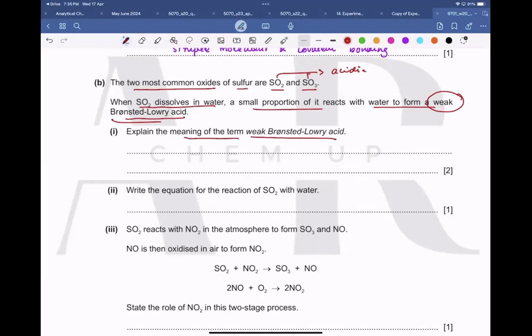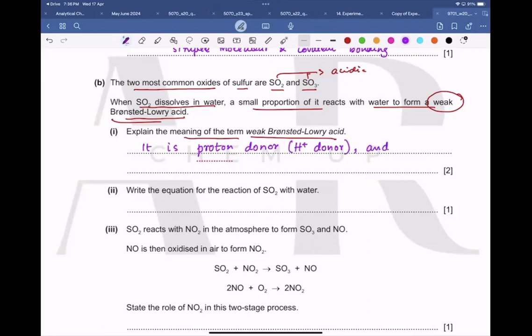Yes, very good, Zoha. So when we talk about a Brønsted-Lowry acid, it's a proton donor. And when we talk about the weak acid, it's one which dissociates partially or incompletely in the solution. So we will write: it is a proton donor. Instead of proton donor, you can write a hydrogen ion donor as well, because normally a hydrogen ion is written as a proton. Okay.